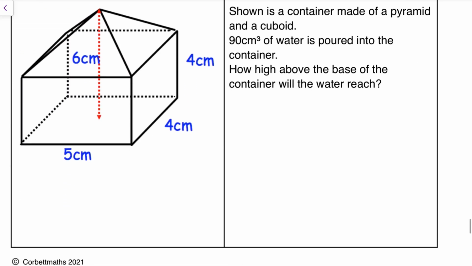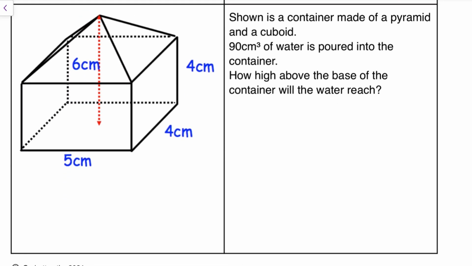Next question. Oh wow, a lot to this one. Shown is a container made of a pyramid and a cuboid. Okay, 90 centimetres cubed of water is poured into the container. Okay, how high above the base of the container will the water reach? This is really hard. If you're one of these people that, and nothing wrong with this, watches along to my videos, fine.